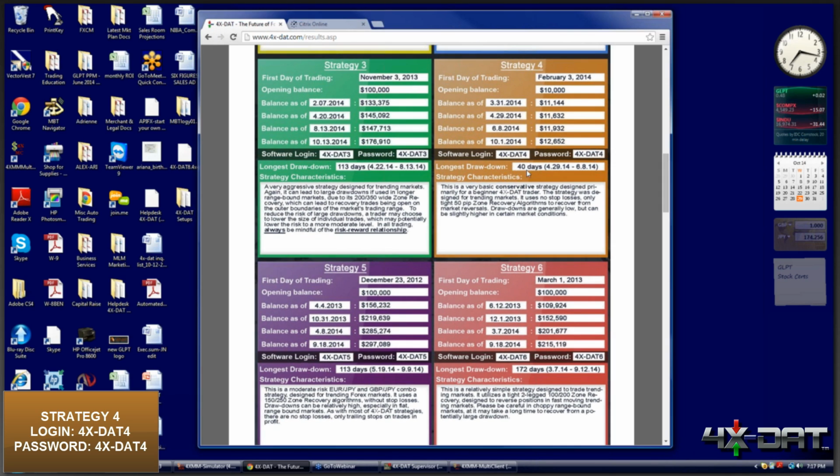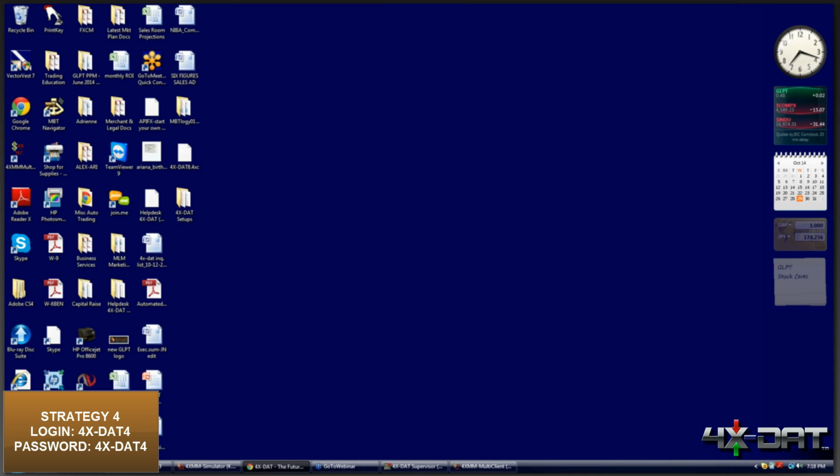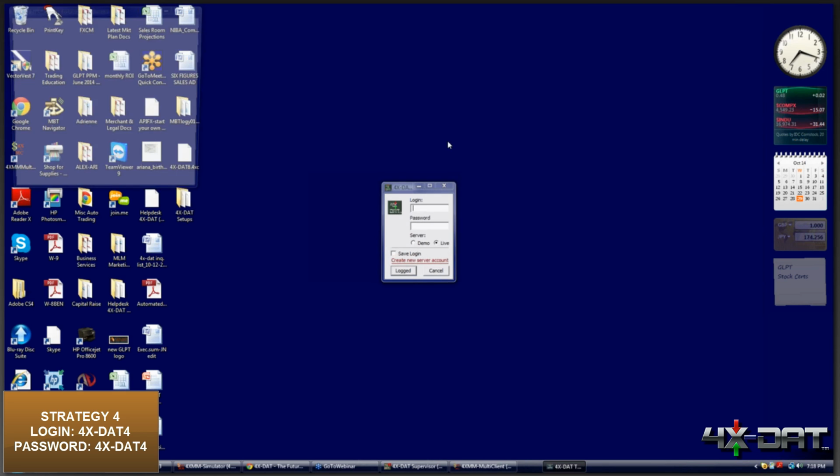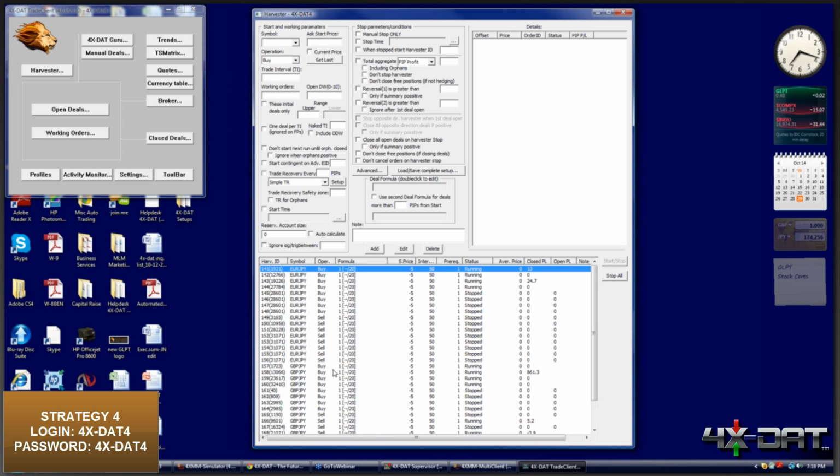The longest drawdown that we had was only 40 days. Again, it was in that flat market that we experienced earlier in the year, and that's really not bad. That's actually very good. Let's take a look at number 4. We're trading both pound yen and euro yen. We're trading 1 mini lot. 1 mini lot corresponds to the $10,000 account.